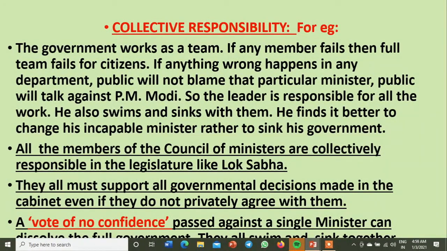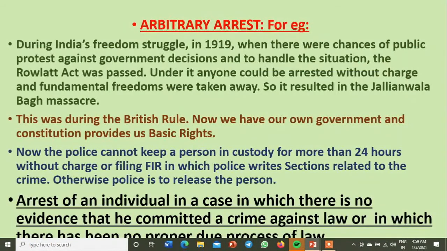In these meetings, the decisions are taken. So, a minister must agree with it. Privately, they may not agree, but as a team, they are to work together. A vote of no confidence passed against a single minister can dissolve the full government. So, they all swim and sink together.